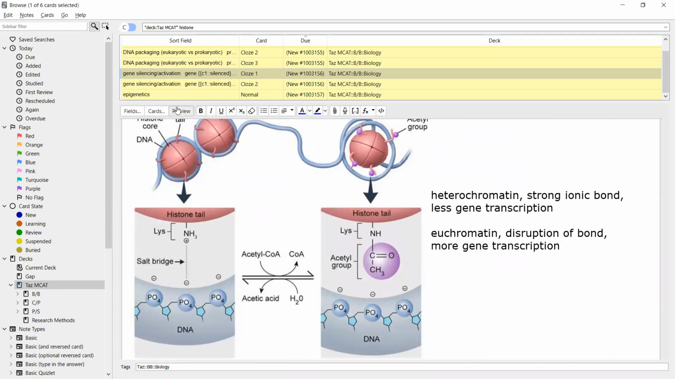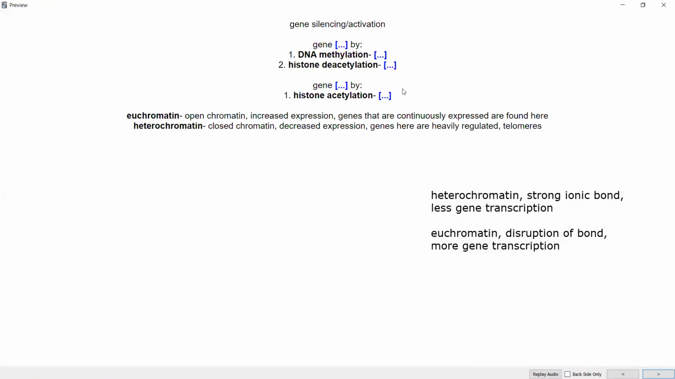Now, let me see if we can do this card. Yes, okay, cool. So if histone acetylation is gene activation, histone deacetylation, removing those acetyl groups and allowing the binding to happen, would lead to gene activation or deactivation?